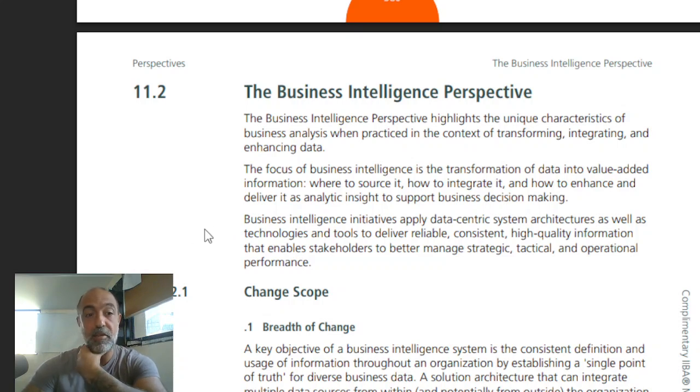We first did the Agile Perspective, chapter 11. Now, 11.1, we're going to do the Business Intelligence Perspective. The Business Intelligence Perspective highlights the unique characteristics of business analysis when practiced in the context of transforming, integrating, and enhancing data.